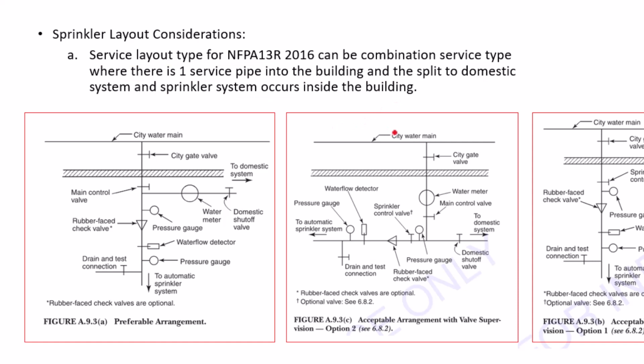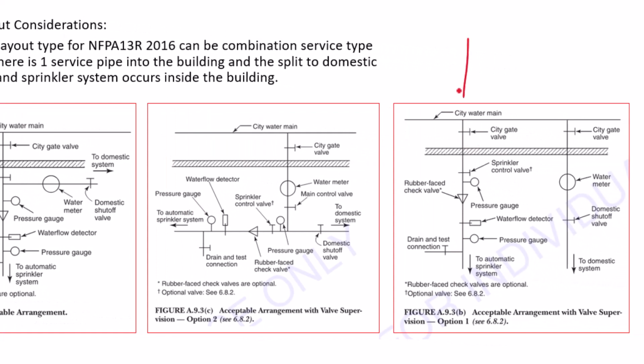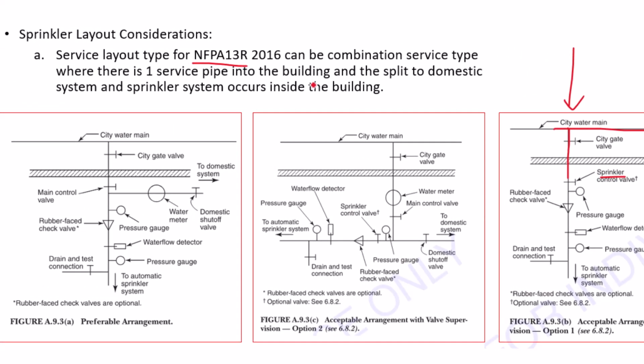So you can either have a separate service that comes in for the sprinkler, such as in this case here, where you have the city water main, which is in the street, and then it comes in, and this would be for the sprinkler, and you would have a separate service, which is basically a pipe that comes into the building and serves the domestic water system. So for NFPA 13R, we're allowed to use these combination type services. And there's two basic types of combination service.